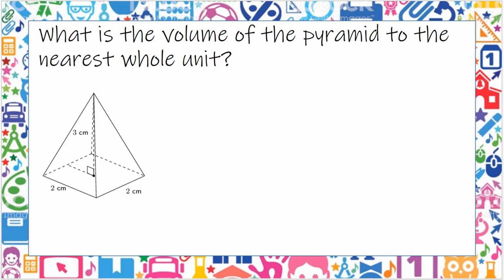Now we're going to look at the volume of a pyramid. So remember, the volume of the pyramid is 1/3 times the area of the base times the height. So 1/3 times 2 times 2, which is 4, times 3, which is 12, times 1/3 is 4, and that is centimeters cubed.